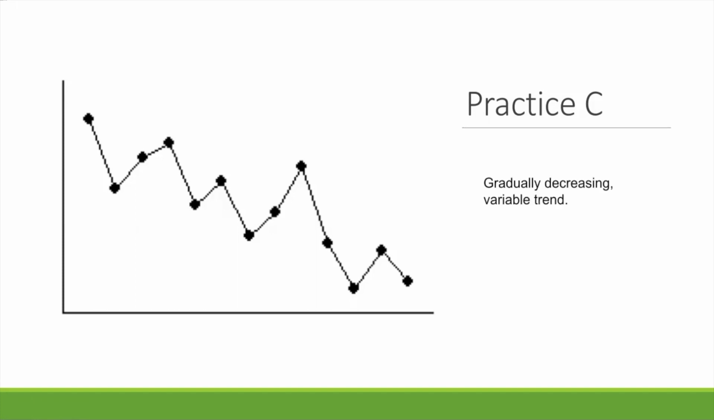In this graph, we can see that there's a gradually decreasing variable trend. It's a perfect demonstration to show that variability doesn't necessarily mean that the intervention is not effective. More often than not, our client's data will look like this for challenging behaviors.